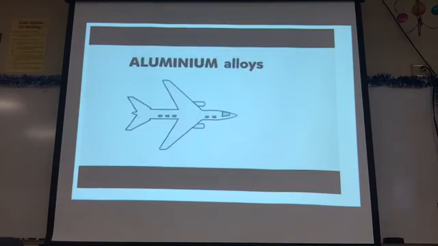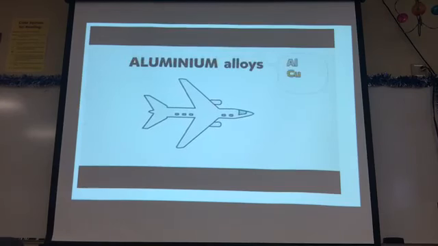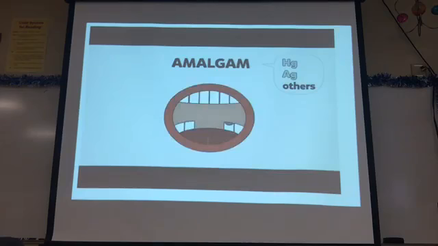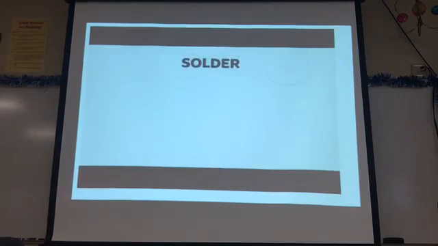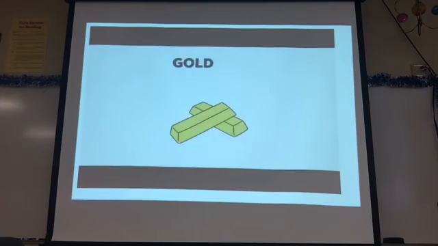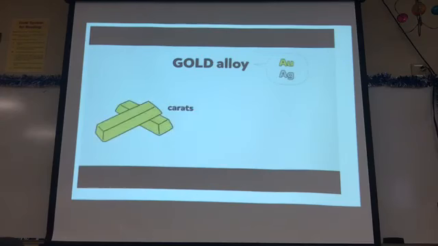Aluminium alloys for planes contain a few percent of copper or other metals. Amalgam is mercury with silver and other metals once used for dental fillings. Solder, lead and tin for joining electrical wires and components, melts very easily. Gold is usually an alloy containing another metal such as silver for increasing hardness. The number of carats, K, defines how many mass parts of pure gold are found in 24 parts of the alloy.